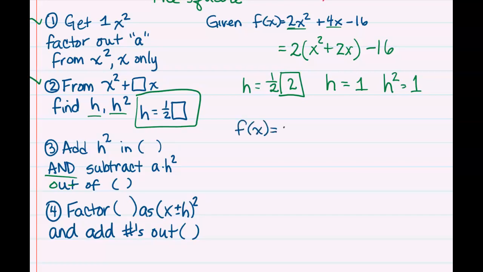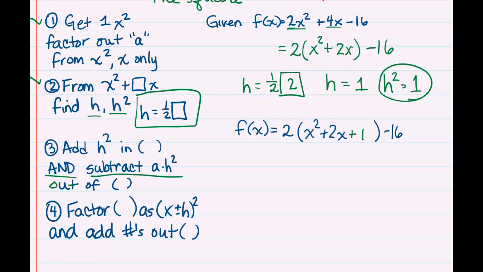We had it in the form of 2 parentheses x squared plus 2x. Notice I'm going to leave some space, minus 16. And in step 3, our job is to add h squared. Well, h squared was 1, so I'm going to add 1 on the inside. And I need to subtract a times h squared.